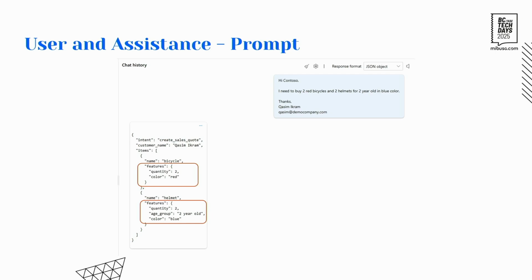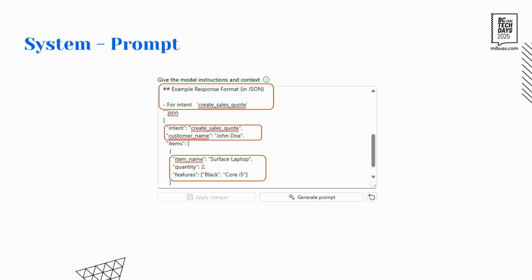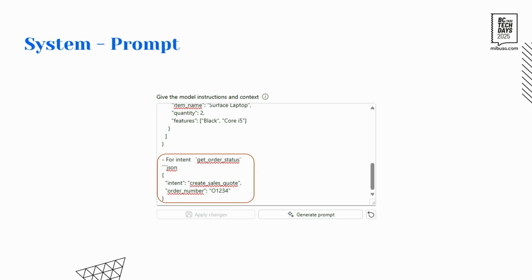So let's see what we can do over here. So now what I'm doing is basically adding another section inside my system prompt, which is called the example response format. And I'm being very specific for intent, create sales code. You need to return the intent, the items, and the feature needs to be an array. So now the model will make sure the response is basically in the same format. So now I know all the features will be in an array. Similarly for the get order status, I'm saying I need to extract the intent and the order number. I'm not expecting anything else out from the user prompt for this use case.